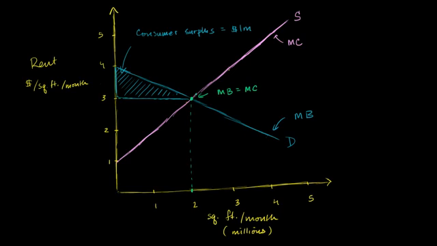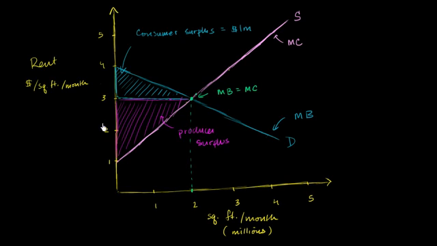Let's think about the producer surplus. Well, the producer surplus is going to be this area right over here. That first incremental foot, it only cost those producers $1, but they're able to rent it out for $3. And then they will keep producing all the way until they do 2 million square foot. And for all of their square feet, they're able to rent it out for more than it cost to produce it. So the area of this triangle is the producer surplus.